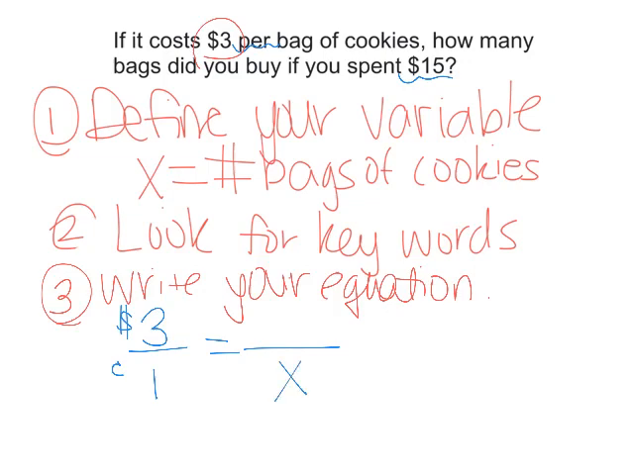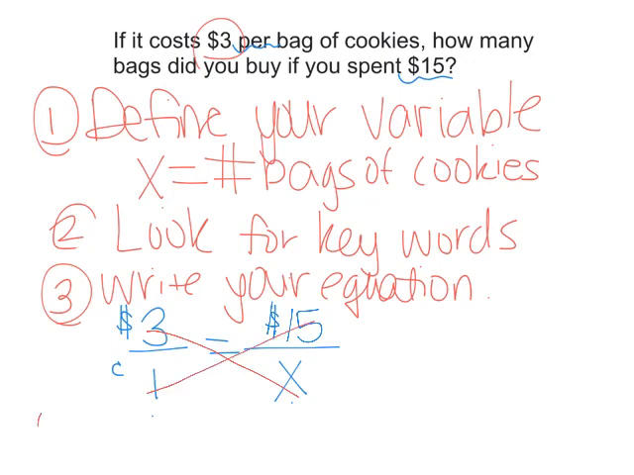Remember, bags of cookies is X. This is the bags of cookies here. If we spent $15, the money goes up top. And this is a proportion. See how we're dividing? That's what per really means. Now everyone here knows cross multiplication, or you like to call it the butterfly method.